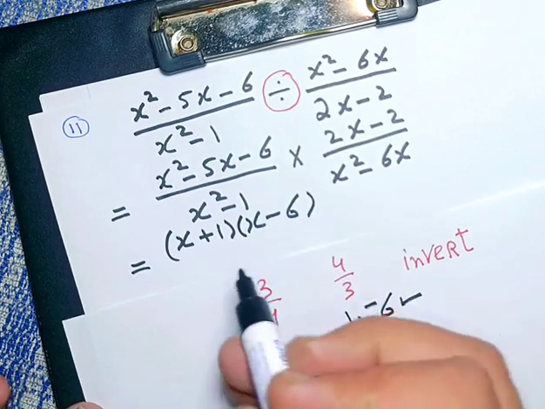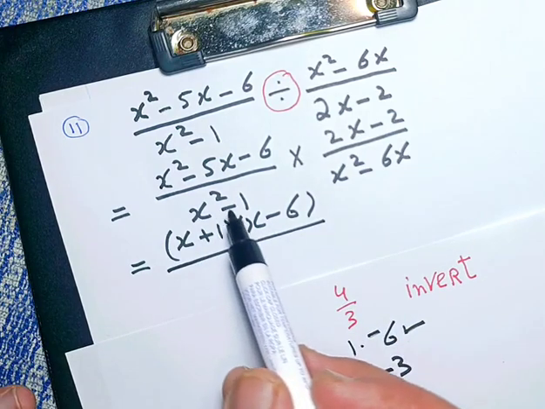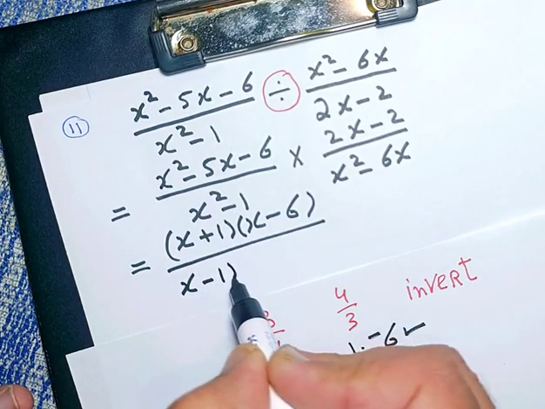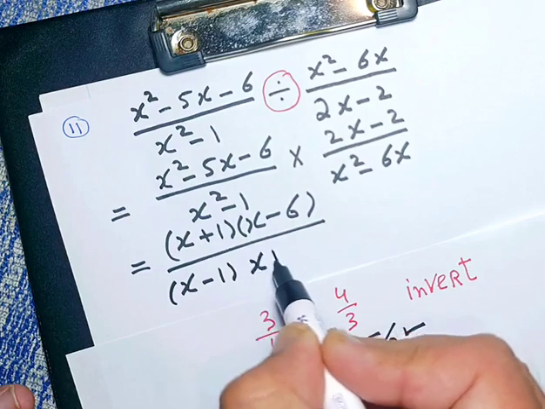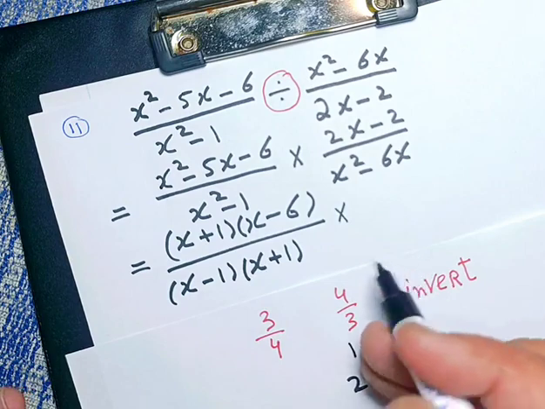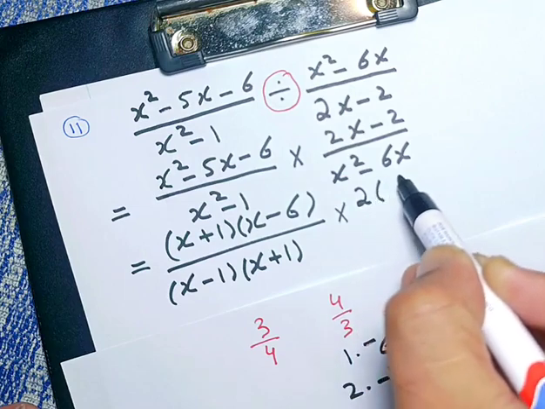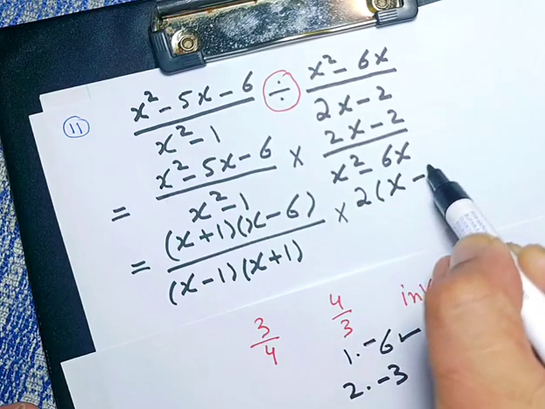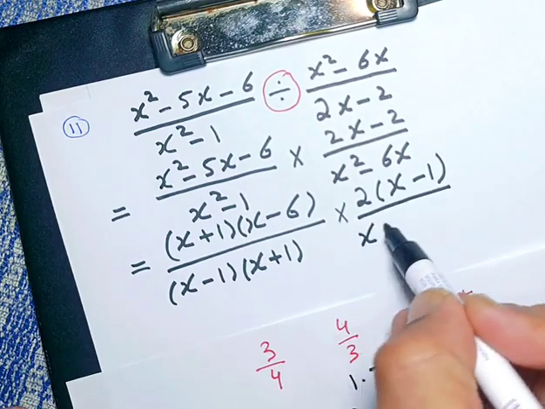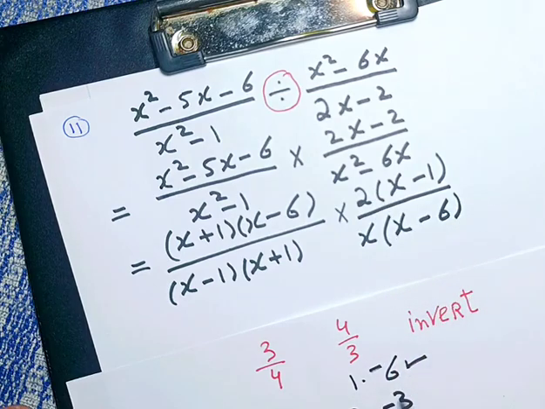I solved the top, and now at the bottom. At the bottom I can see a difference of squares. So it's going to be x negative 1 and x plus 1. Multiply. On top I can see the 2 is a common factor. I'm left with x negative 1. At the bottom, again x is a common factor, and left with x negative 6.